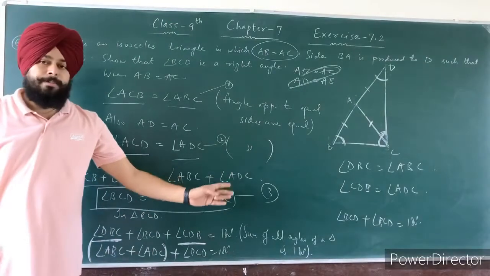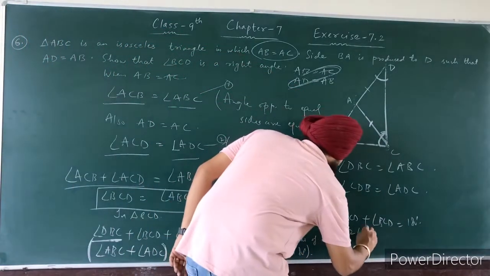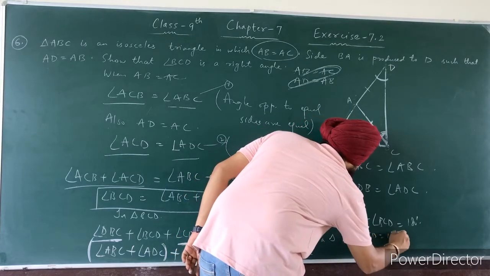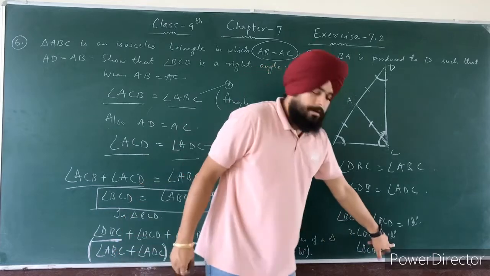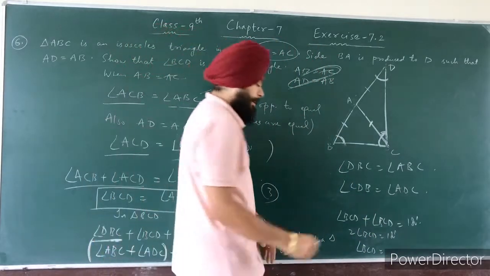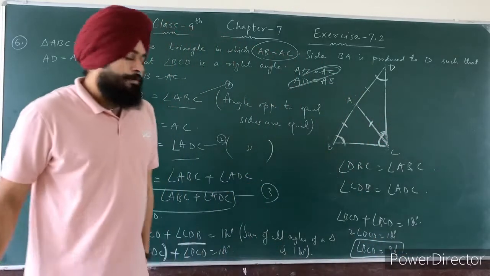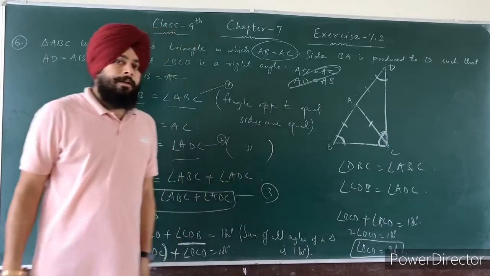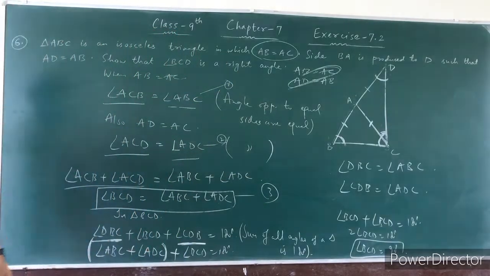Now angle BCD plus angle BCD, how much? It is 2 times angle BCD. Now angle BCD is equal to what? This 2 goes to the right side and divides 180. So 180 by 2 is 90 degrees. Therefore, the measure of angle BCD is 90 degrees. That's why angle BCD is a right angle. Clear, students? So this is your question number 6.